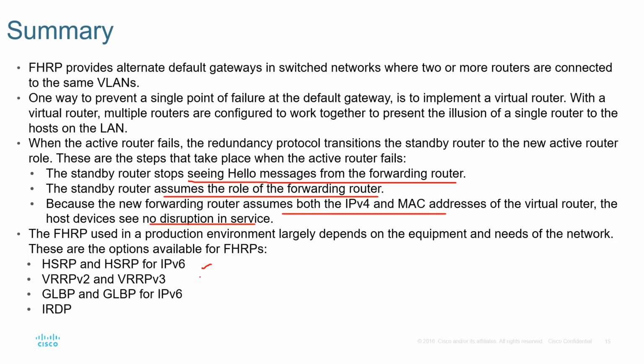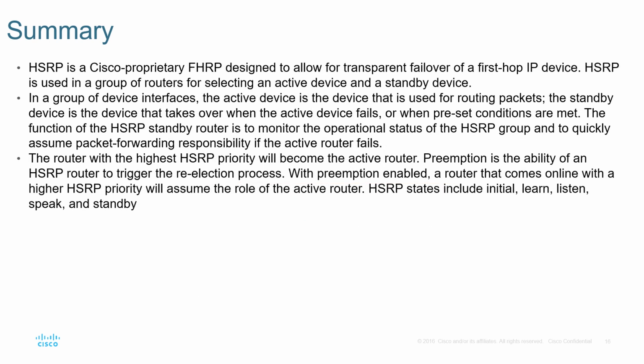We have HSRP, VRRP, GLBP, and IRDP. HSRP is Cisco proprietary. It allows for transparent failover of a first hop IP device. In a group of device interfaces, the active device is the device that is used for routing packets, and the standby device is the device that takes over when the active device fails. The router with the highest HSRP priority will become the active router, and preemption is the ability of an HSRP router to trigger the re-election process.